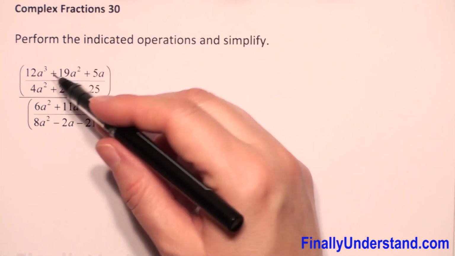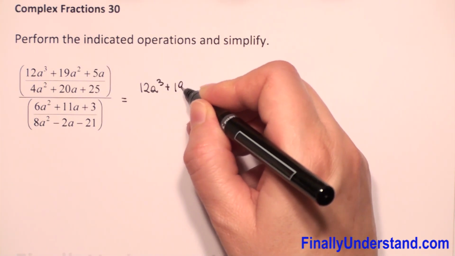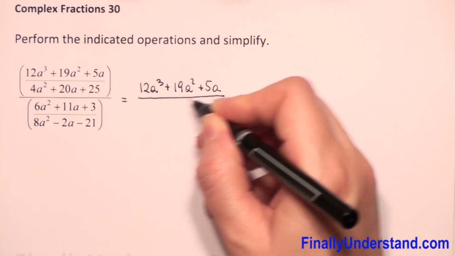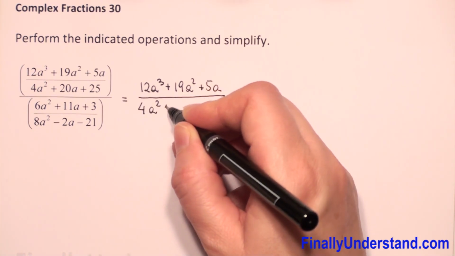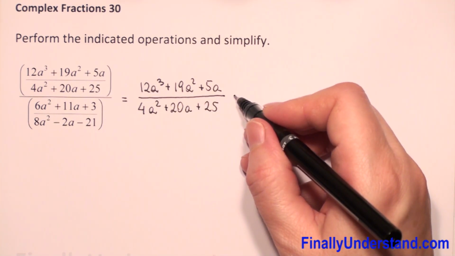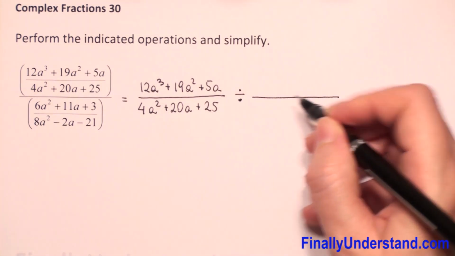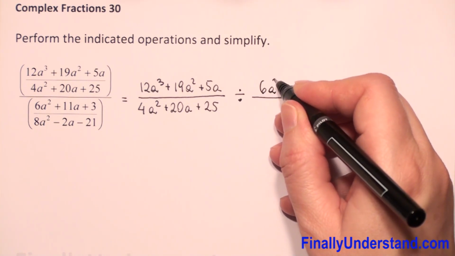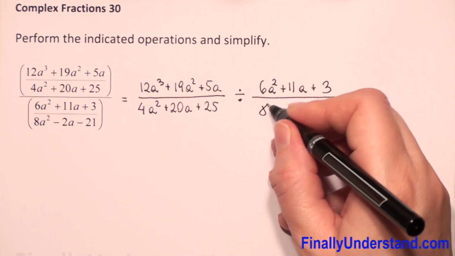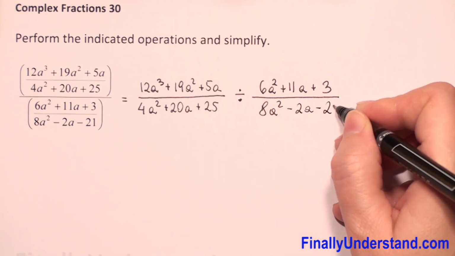So this is equal, we have 12a cubed plus 19a squared plus 5a over 4a squared plus 20a plus 25, and we have a division sign, and then 6a squared plus 11a plus 3 over 8a squared minus 2a minus 21.